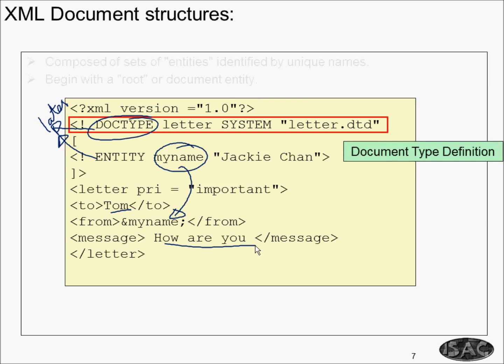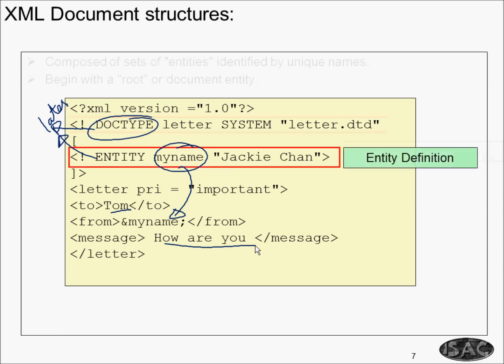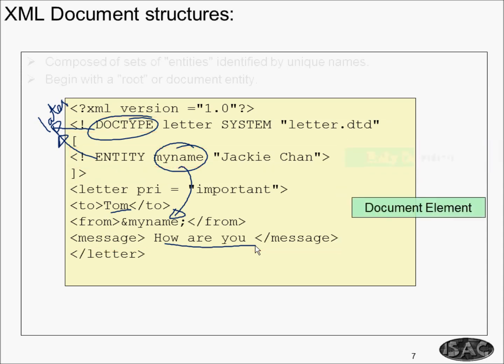Now let us see how it goes. The document type definition, we'll talk about DTD. This is called the entity definition. This is called the document element. Okay.